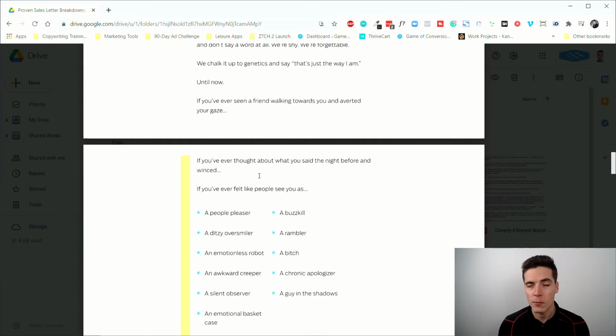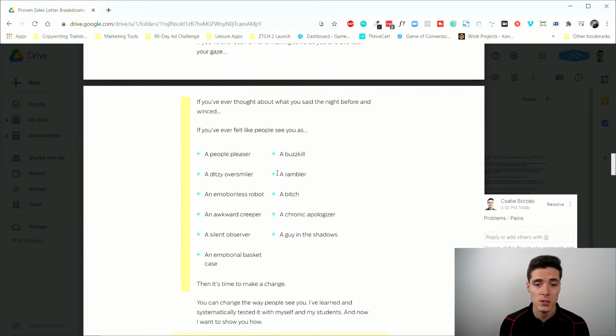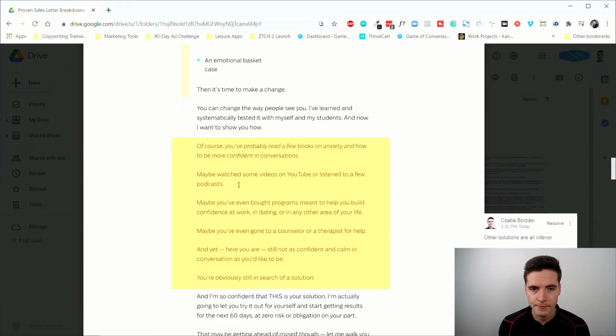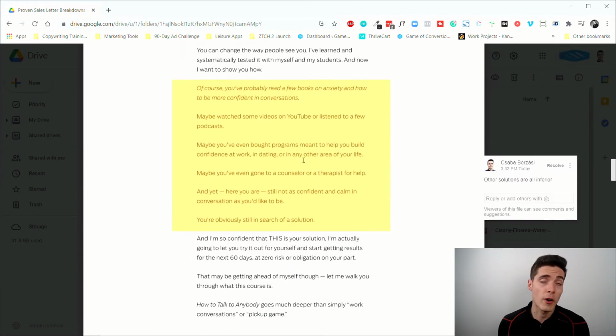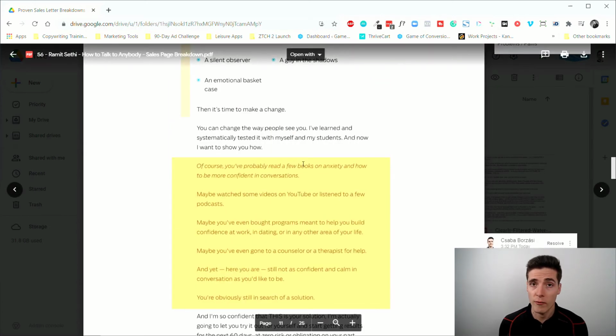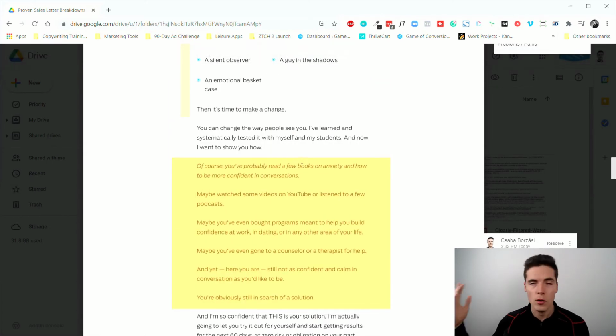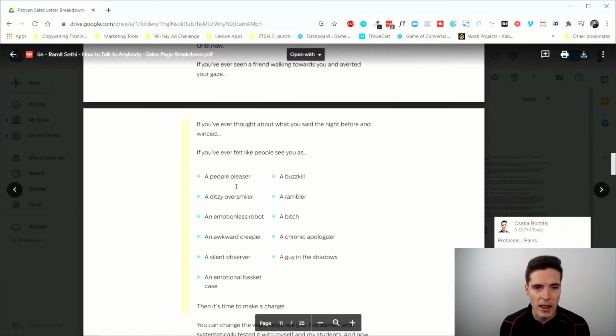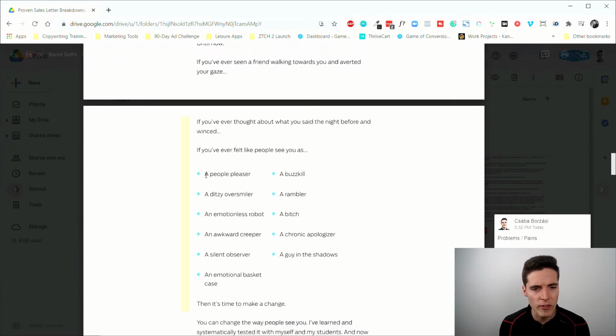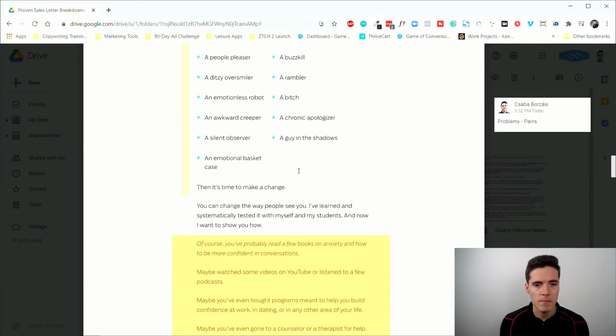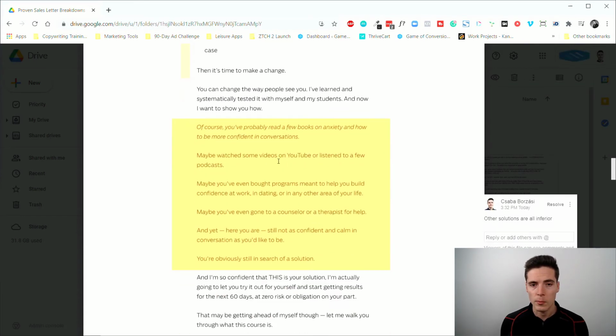And you definitely want that motivation, because otherwise people will never make the change. So we also get a tease or a hint at how other solutions are inferior. Yes, you can go read books, because this is what people would naturally feel like. At this point, they're going to be like, yeah, I do feel like a people pleaser or a rambler or a buzzkill or something like that. But why should I buy this course? I should just go on Google and research this on my own, right? Or on YouTube. But no, here's the answer why that doesn't work.